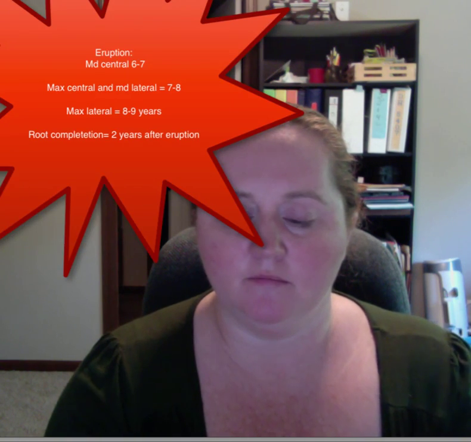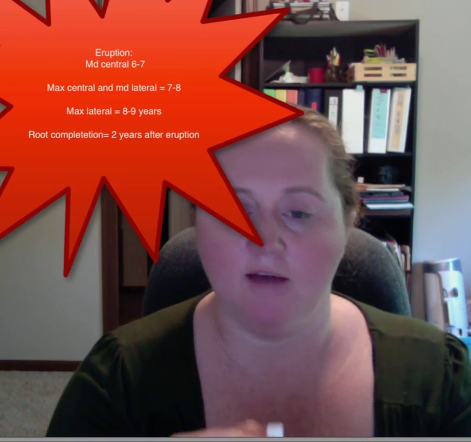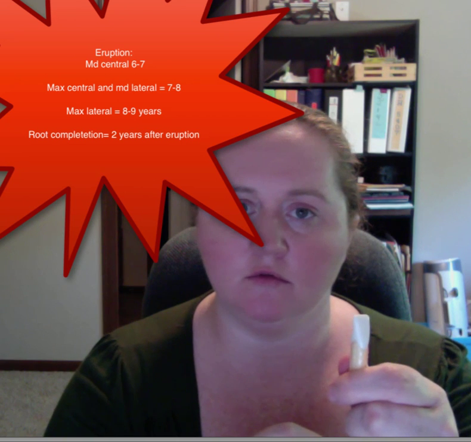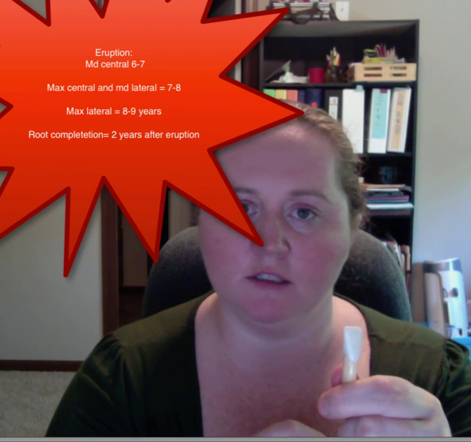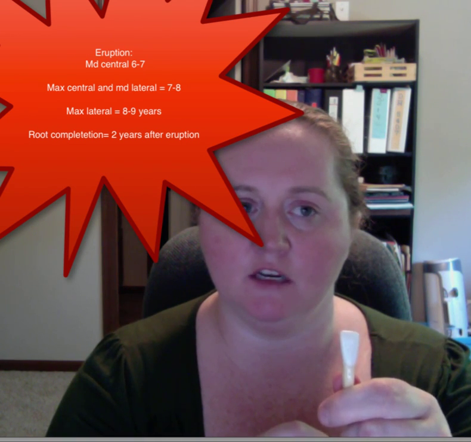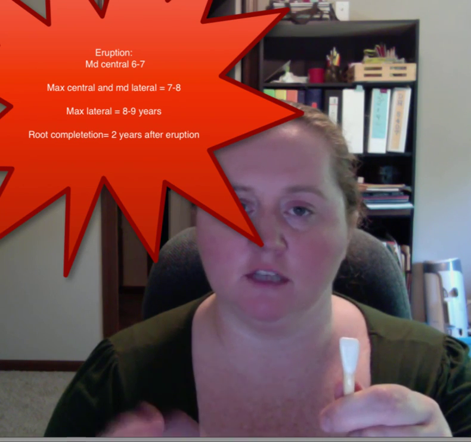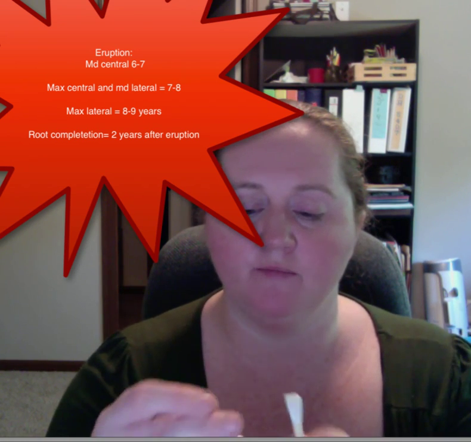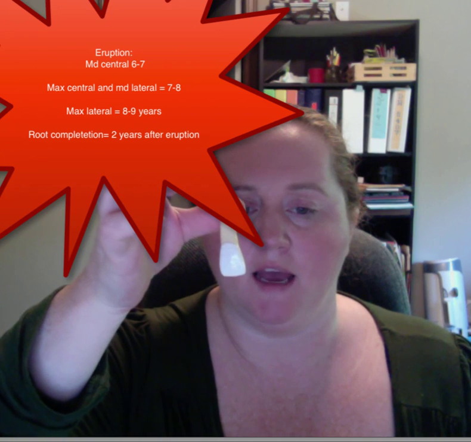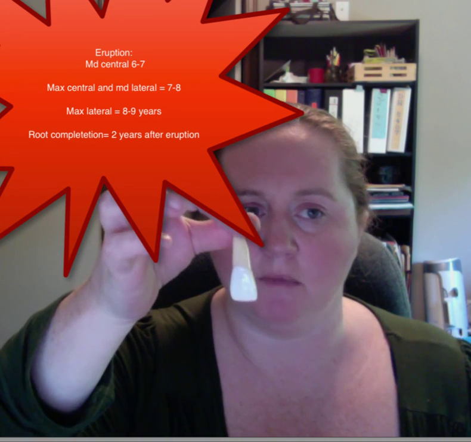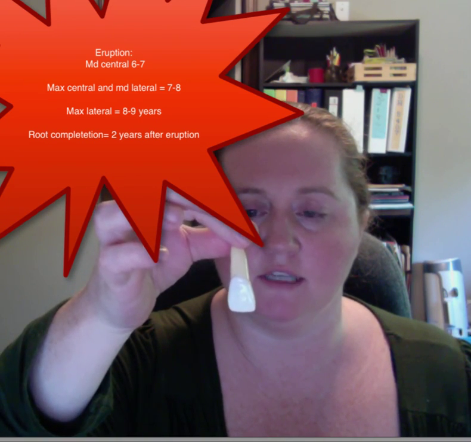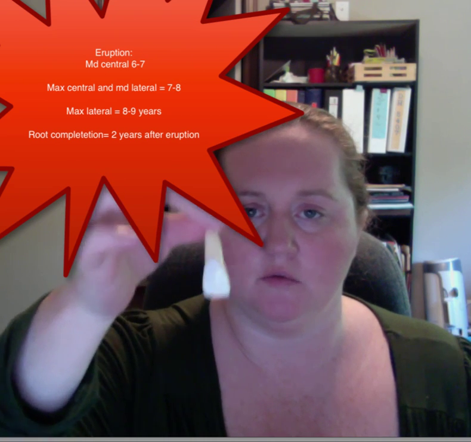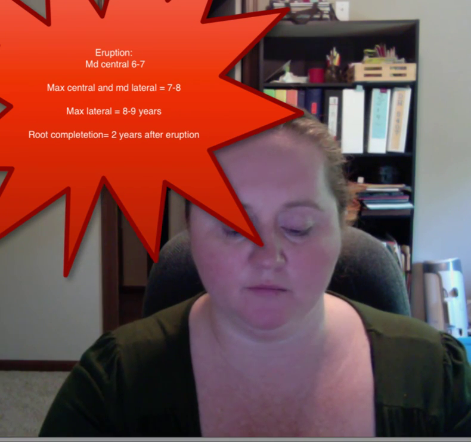Eruption. We have our central on the mandibular first, and that's at 6 to 7 years. Again, root completion is 2 years after that, so about 9 years. And then we have 7 to 8 years for our maxillary central incisor. Root completion at 10 years.